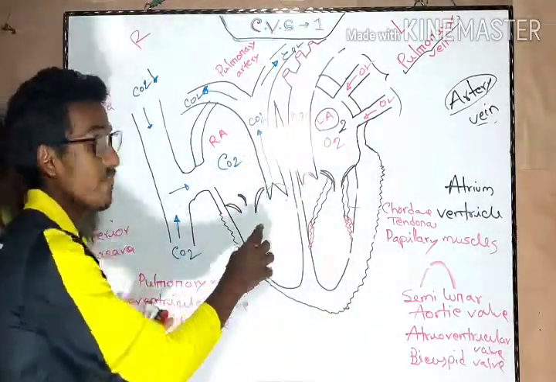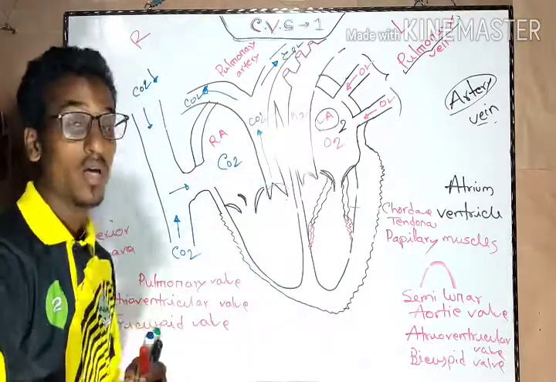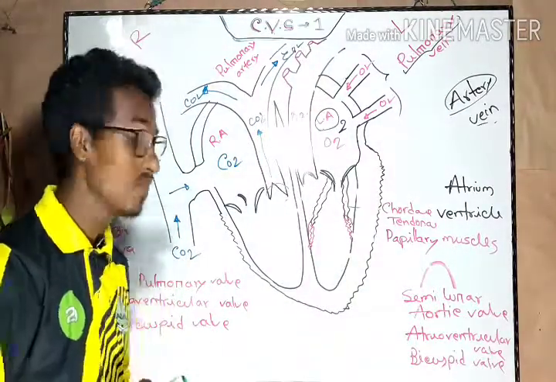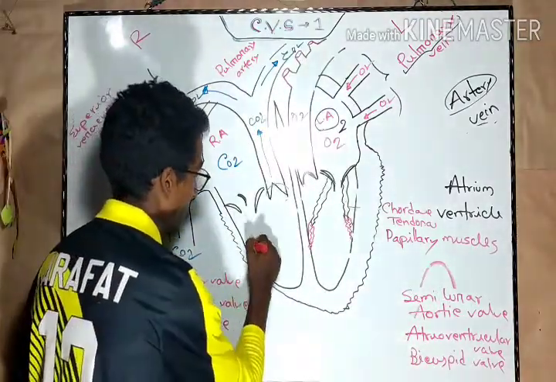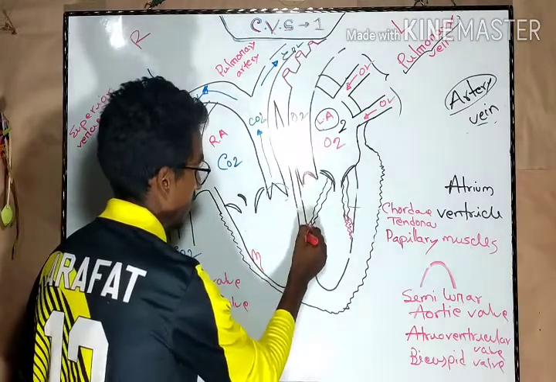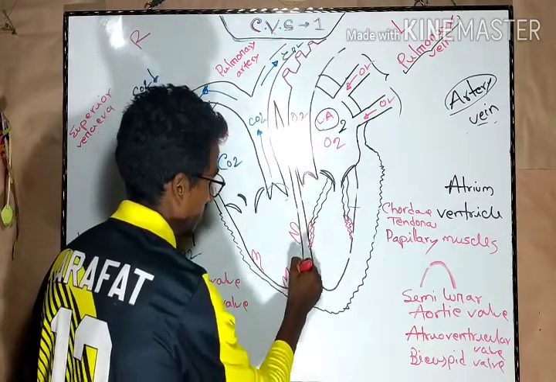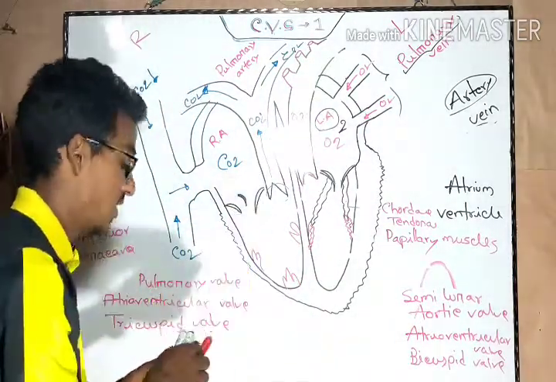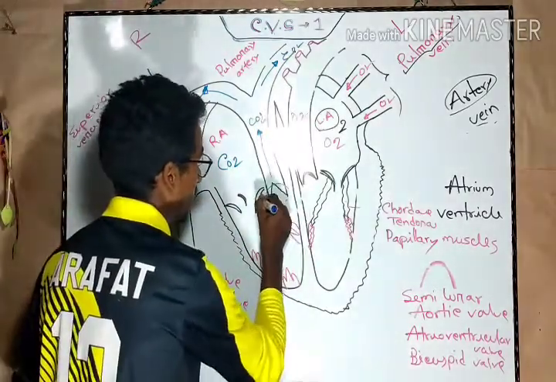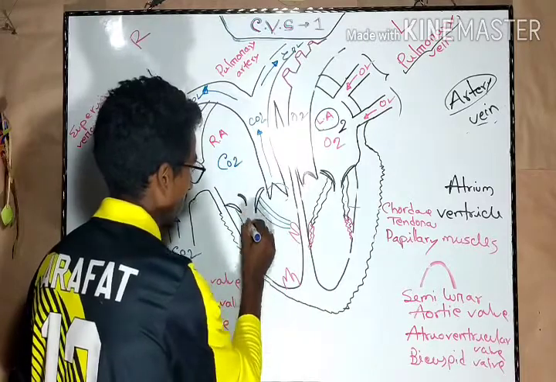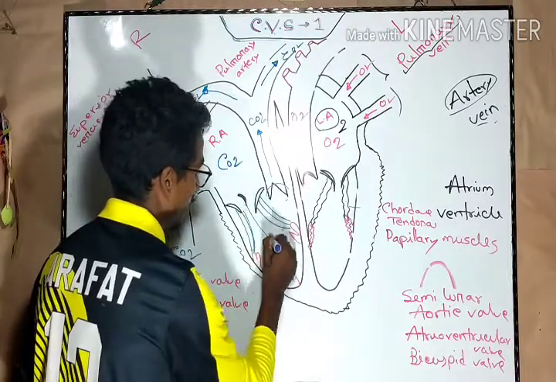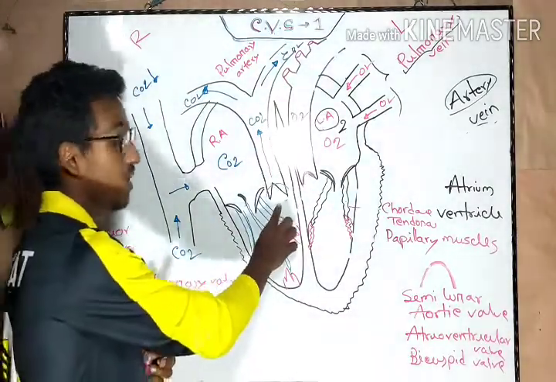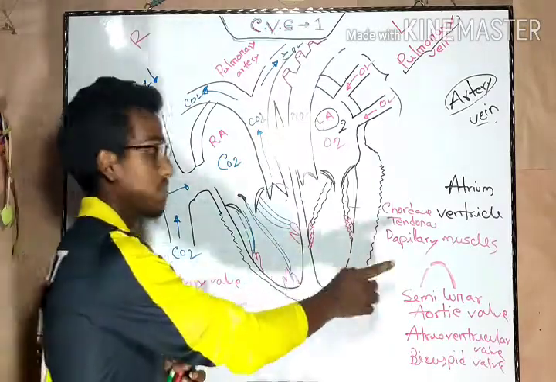In the right ventricle, here are the three cusps. So the valves are regulated by three types of papillary muscles: anterior, posterior and septal papillary muscles. These are called the papillary muscles, and these are connected with the cusps by the tendonic cords, or chordae tendineae. This is the chordae tendineae and this is the papillary muscle.